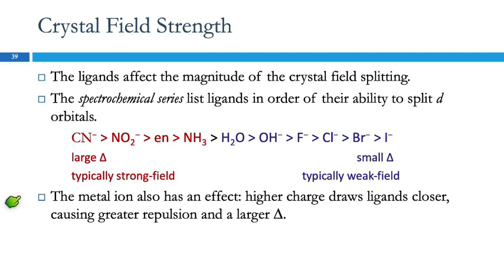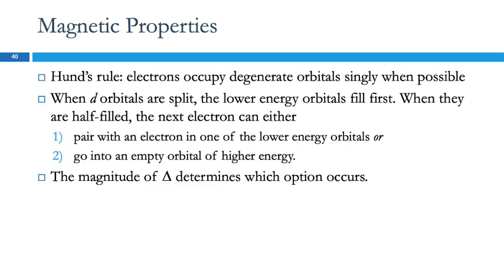The metal ion will also have an effect. A higher charge on that ion draws the ligands in closer. If the ligands are closer, then you have more repulsion, and so you're going to have a larger crystal field splitting. So that's the explanation of colors.